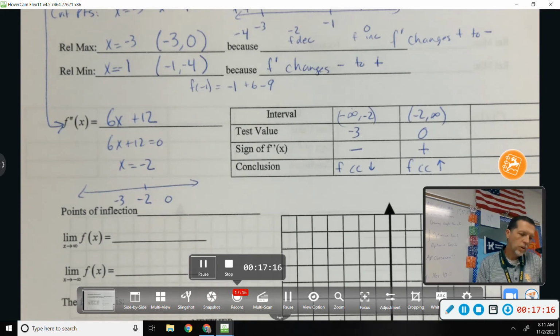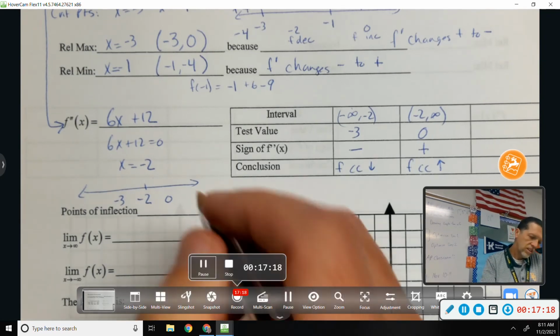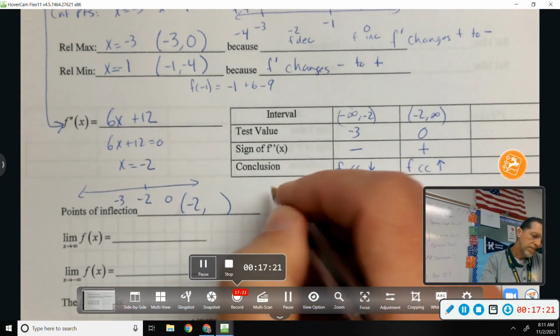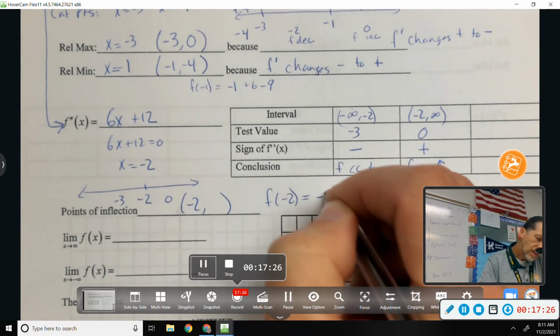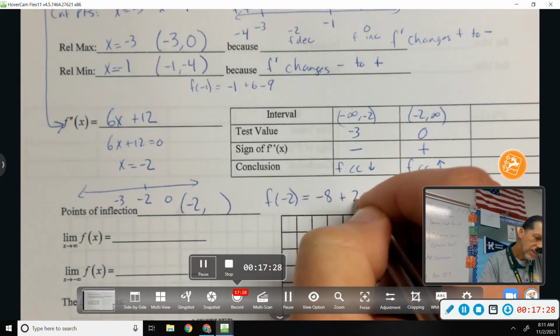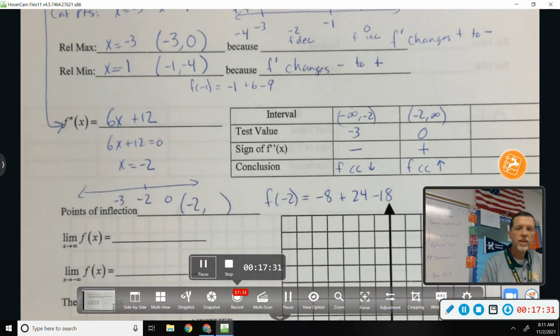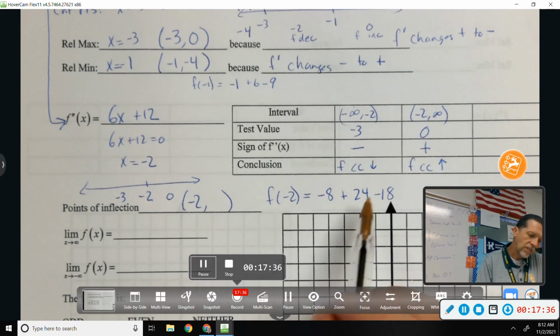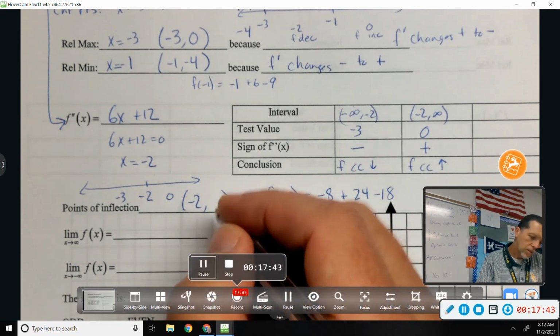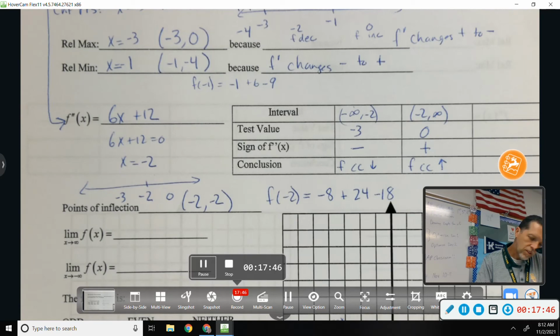So where is there a point of inflection? Negative 2, comma, whatever negative 2 is when I plug it in. Negative 8 plus 24 minus 18. I'm plugging into f because I want where the function is now. So that would be negative 2, negative 2. Oh, that fits really well with what I already have.